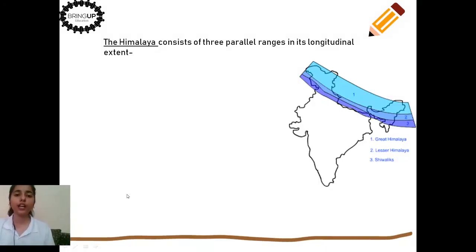Now the Himalaya consists of three parallel ranges in its longitudinal extent. The longitudinal extent, that is, the longitudes which are parallel to the equator, and you can see these ranges clearly in the given map. Now the three ranges are as follows.